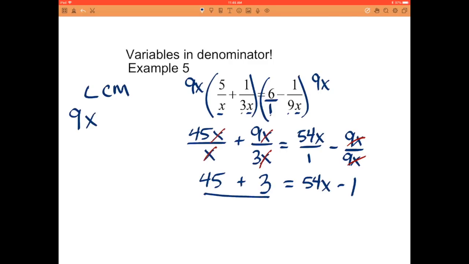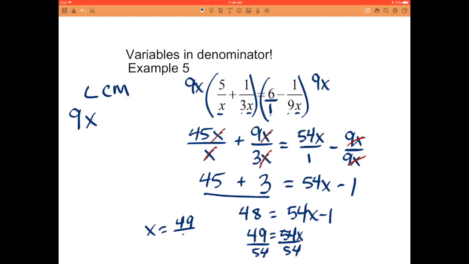We can combine these like terms here. Those will just be 48. And then we'll add 1 to both sides. We'll get 49. Our last step, we'll divide by 54. And so we get x equals 49 over 54.